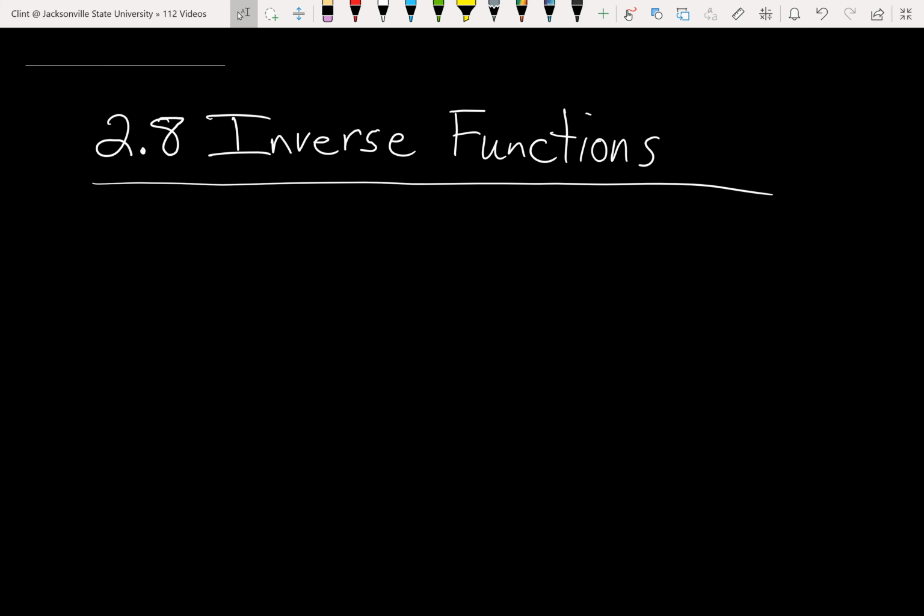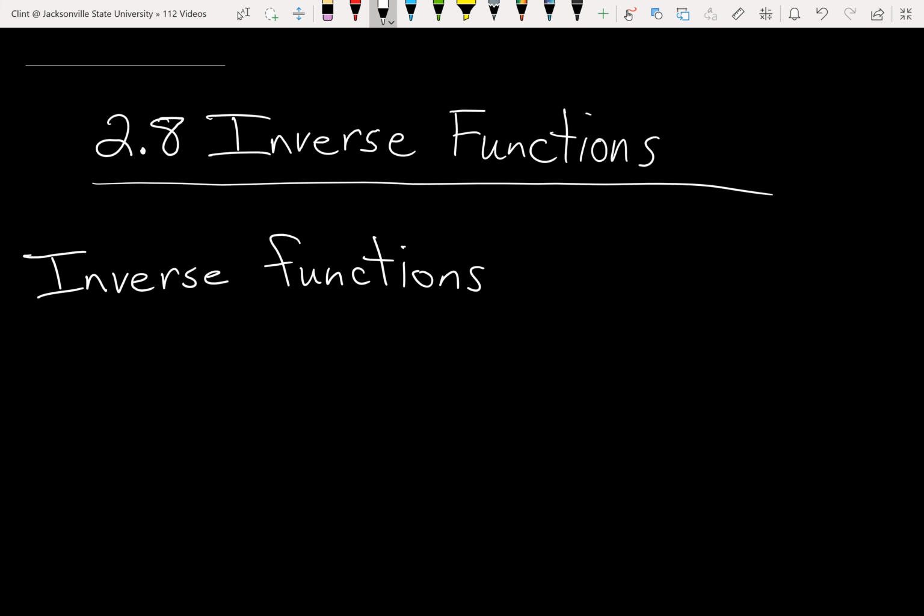So we'll say inverse functions, and then we'll say they undo each other. Okay, so that's not a very technical definition, but it gets the point across. Or you could say they cancel each other out. And we use inverse functions when we solve equations. There's nothing new about that.